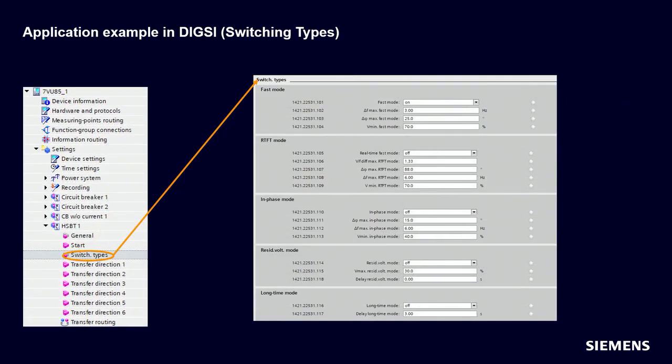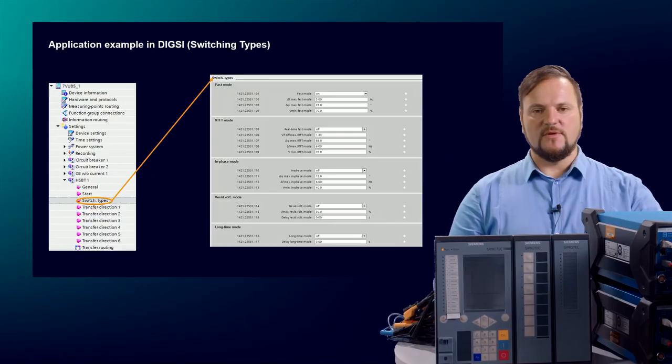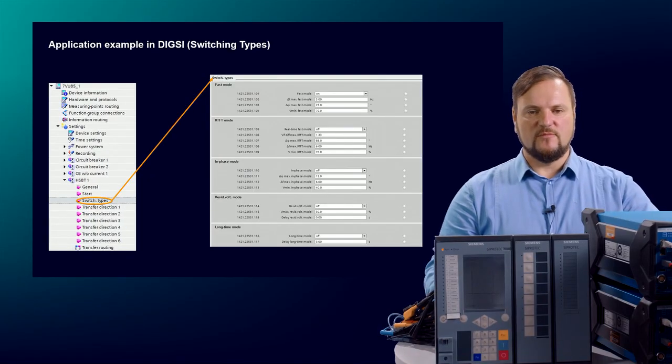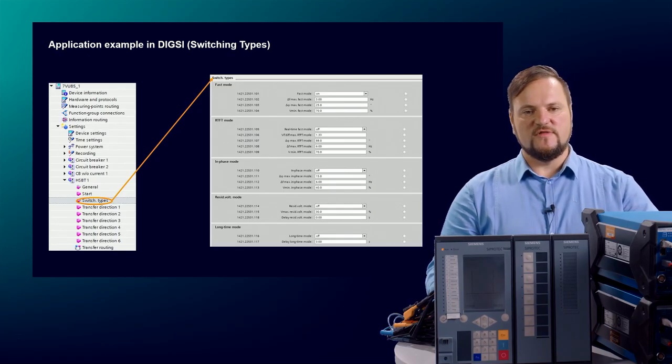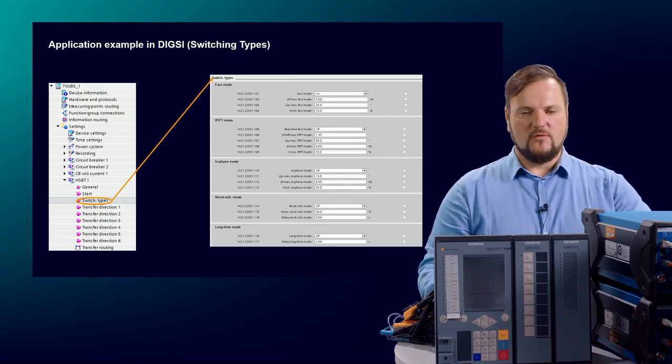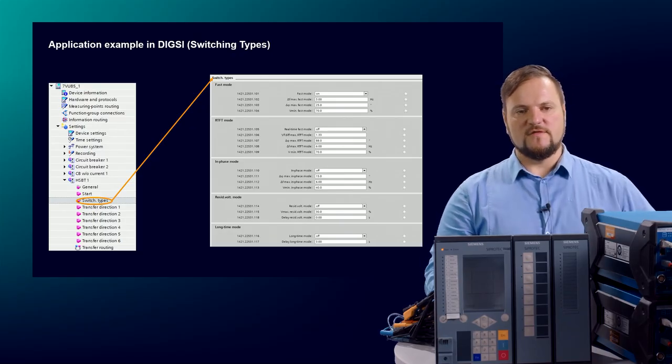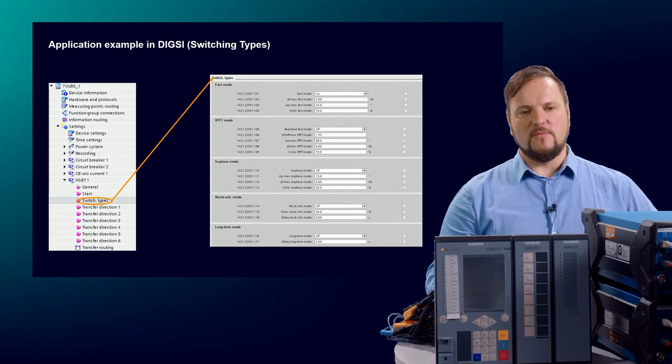The next block in the HSBT function is according to the switching types. Each switching type can be activated or deactivated separately. You have the fast mode on the top. Then you have the real-time fast mode and the settings for the real-time fast mode, the in-phase mode or synchronous mode. Then we have the residual voltage mode and the long-time mode here. And this can be set separately for each mode.